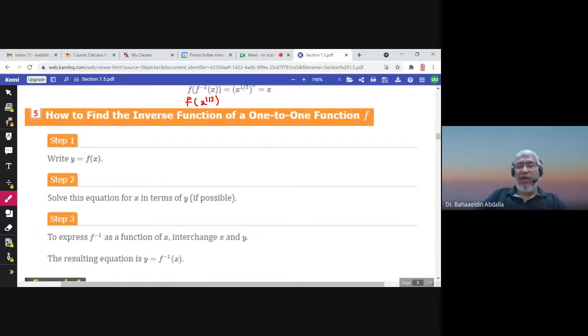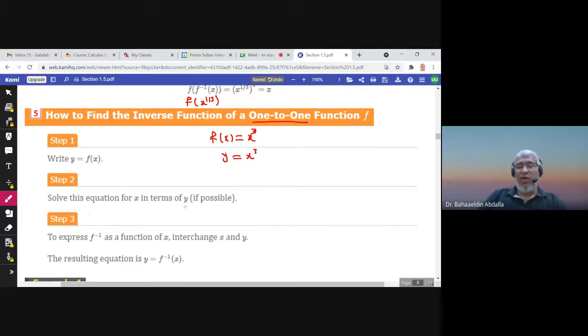Now, how to find f inverse of x if the function is 1 to 1? Well, there are certain steps. For example, we have the function f of x equals x cubed. How did we find f inverse? First step, write y equals f of x. So we replace f of x by y.